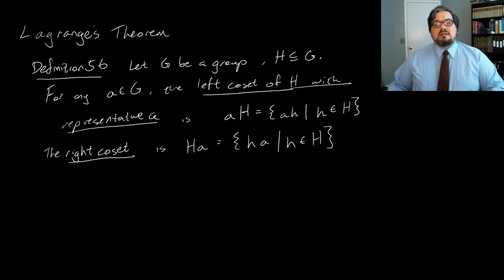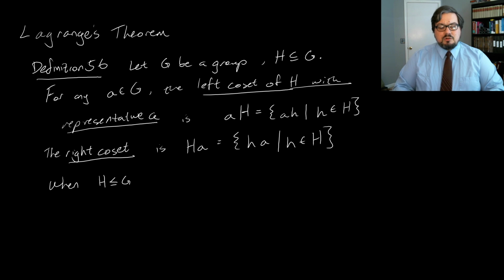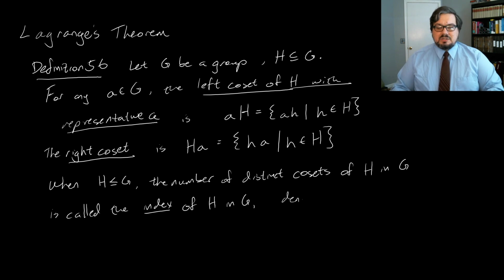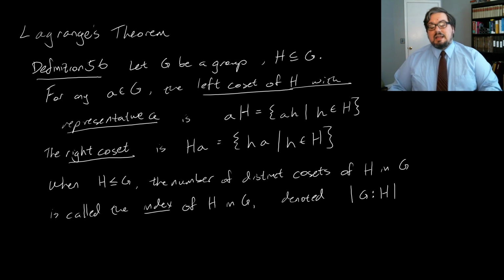Now, I've stated the definition here for an arbitrary set H, but in basically every case we care about, H is actually going to be a subgroup of G. That's going to be the type of subset that we care about. So when H is a subgroup of G, the number of distinct cosets of H in G is called the index of H in G, and it's denoted the following way. Absolute value bars G colon H.